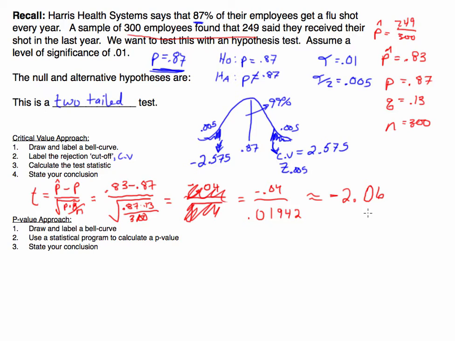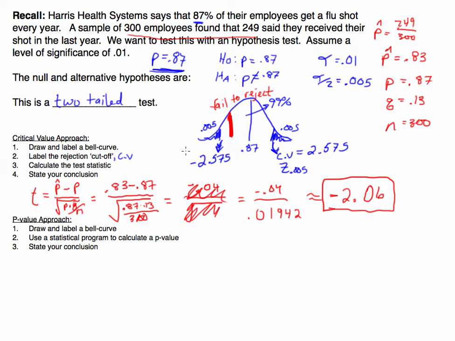So what is this? What did I just find? What I just found, again, is the test statistic. If I take this test statistic and plot it on my bell curve, here's negative 2.575. Negative 2.06 is going to be right here, right? It's not more negative than 2.575. I am not in the rejection region. I'm going to fail to reject the null hypothesis, because my test statistic does not fall into the rejection region.